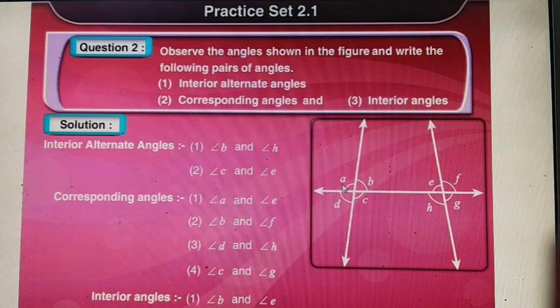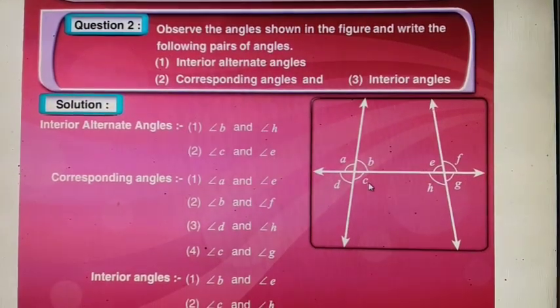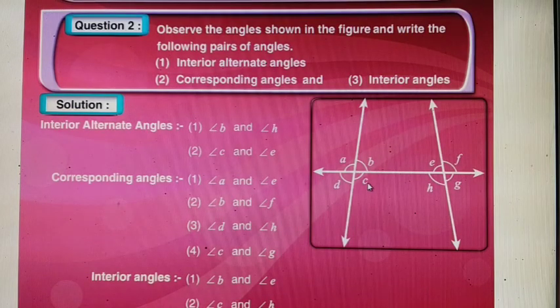Okay, now let's see. First will be angle B and angle H. Angle B and angle H, both are interior alternate angles. Second is angle E and angle C. They are also interior alternate angles. Then we have corresponding angles.